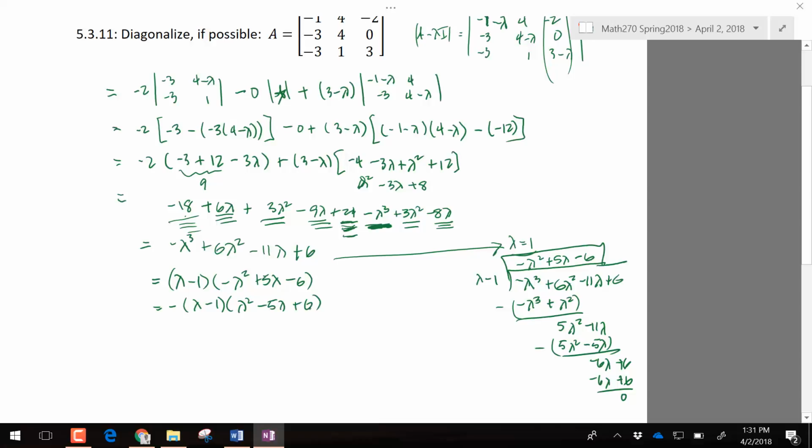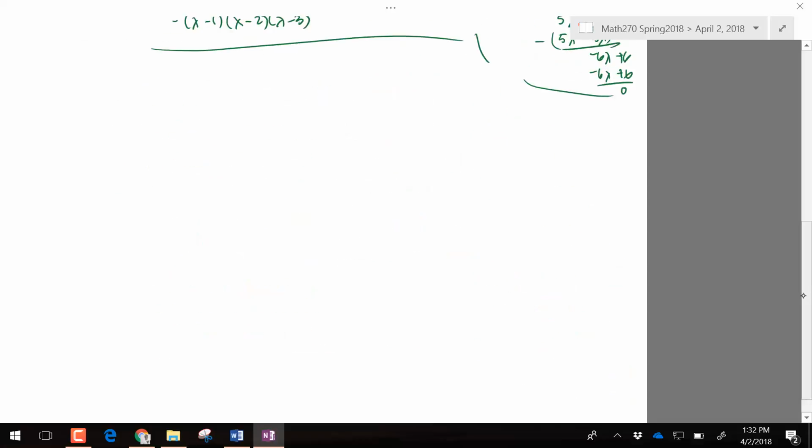With the signs changed now, this is positive, so it means it has the same sign. Two numbers that add up to 5 and multiply to 6 are 2 and 3. So lambda minus 1, lambda minus 2, lambda minus 3. So we have ourselves 3 distinct roots, so we have 3 distinct eigenvalues. So let's find out the eigenvector for each one of those.